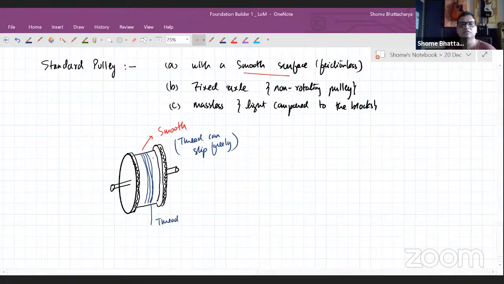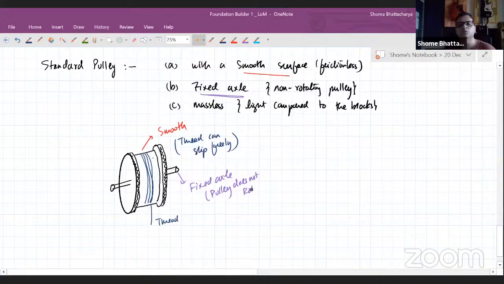And what we mean by the fact that it has a fixed axle is that this axle is fixed. So the pulley does not rotate. It's not the rotating type of pulley. We will come to rotating pulleys in a different chapter. Okay. And massless, of course, you understand what it means. This whole structure has a negligible mass.